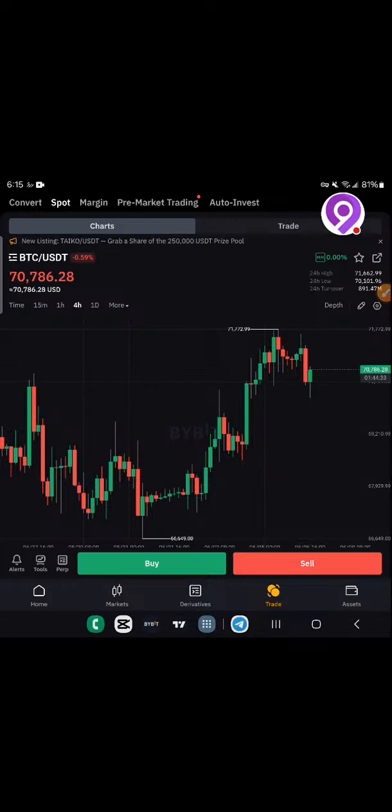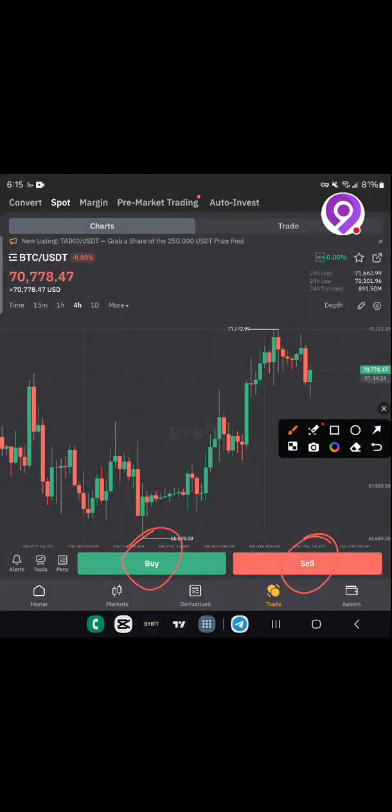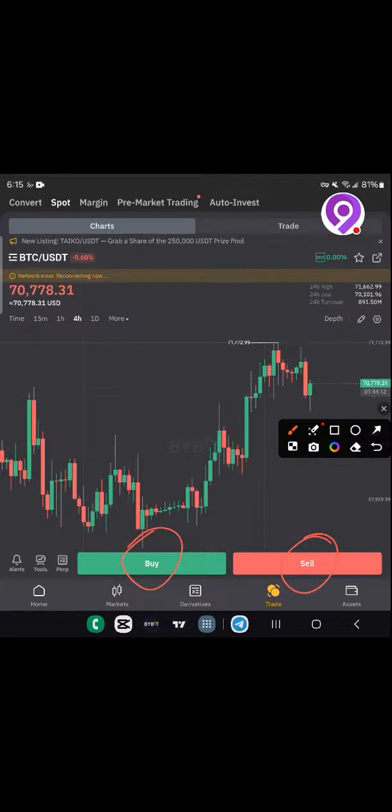So here you have buy, you have sell, right? For a spot trader, you want to buy when the market goes low, you want to sell when the market goes high. So that automatically you've made profit. That's just the way it is.